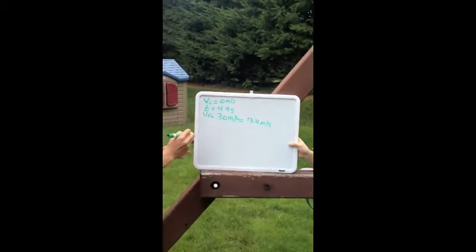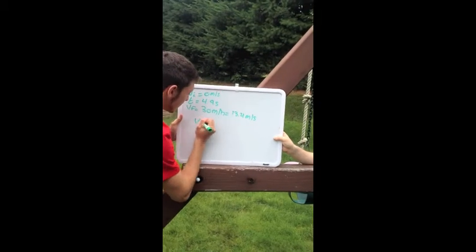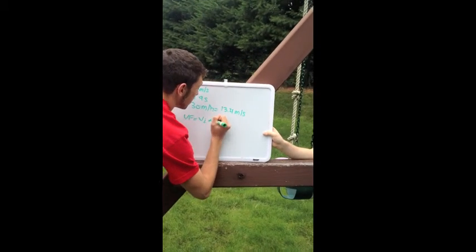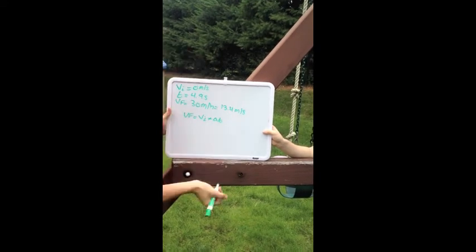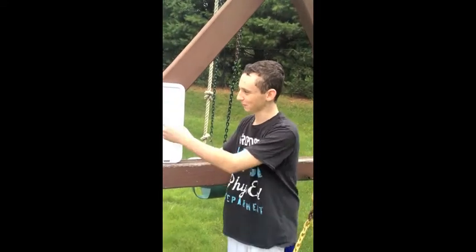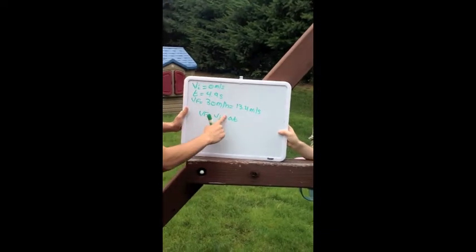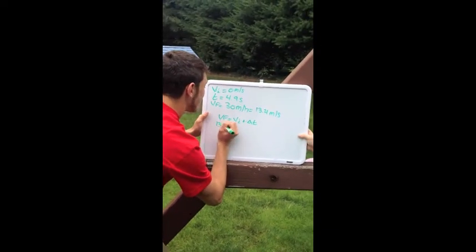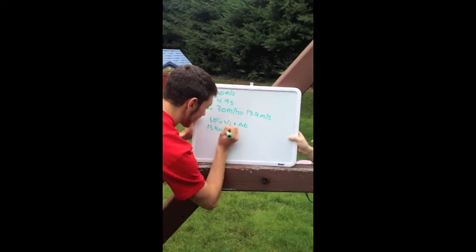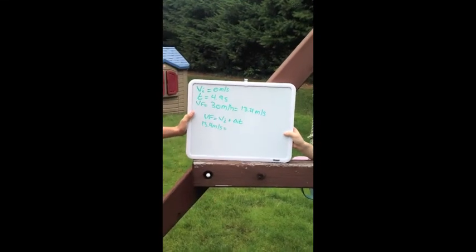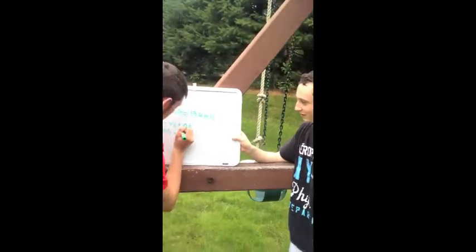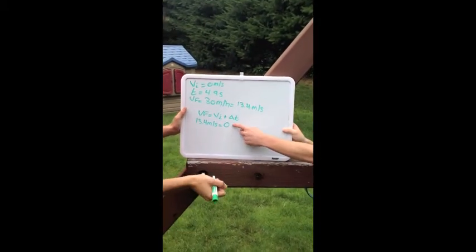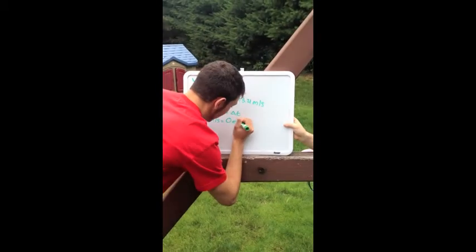We'll use the equation VF equals VI plus AT. If we make our substitutions, VF equals 13.4 meters per second. Make sure you're writing the units. Plus, VI is, of course, 0 meters per second, the starting speed. You need units. Come on.